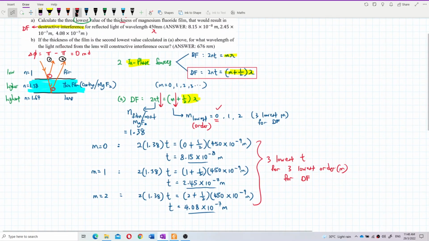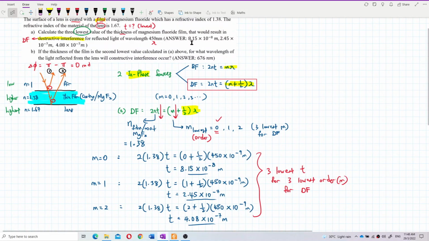So is the answer correct? Let me check the answer. The first one is 8.15 exponent -8 meter. That's correct. And then the second one, 2.45 exponent -7 meter. That's correct also. And then 4.08 exponent -7 meter. That's correct also. Okay, the answers are all correct.